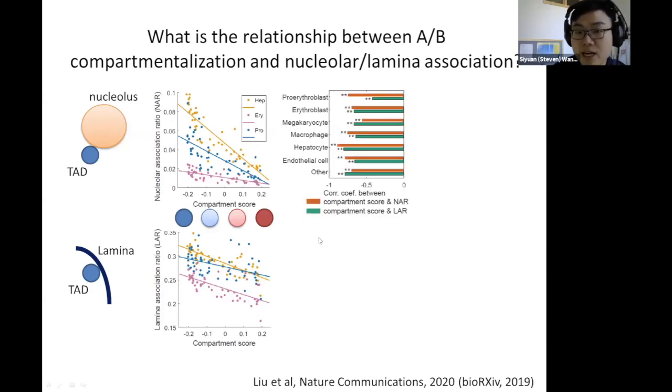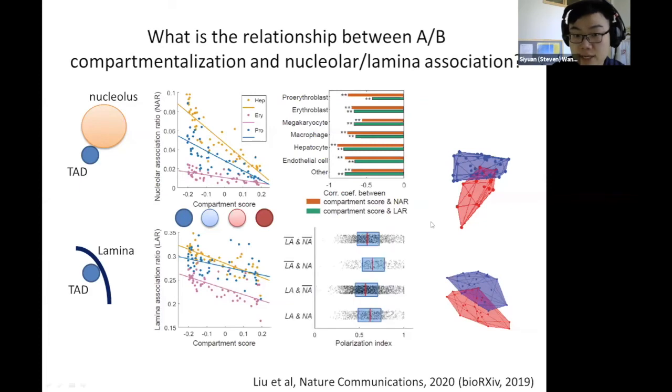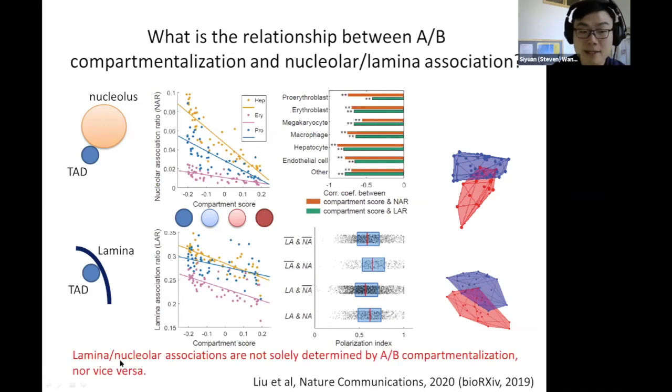On the other hand, people have been asking me, so you see this polarized organization of the AB compartments. Is it because the B is dragged by the laminar or nucleolar association? With our new data, we show that's not the case, because we can group chromosomes that are not associated with laminar and nucleolar. And we see that they still have very high polarization index, similar to the polarization index of those chromosomes that are associated with the laminar and nucleoli. So this basically means the laminar and nucleolar association are not solely determined by AB compartmentalization, nor vice versa.